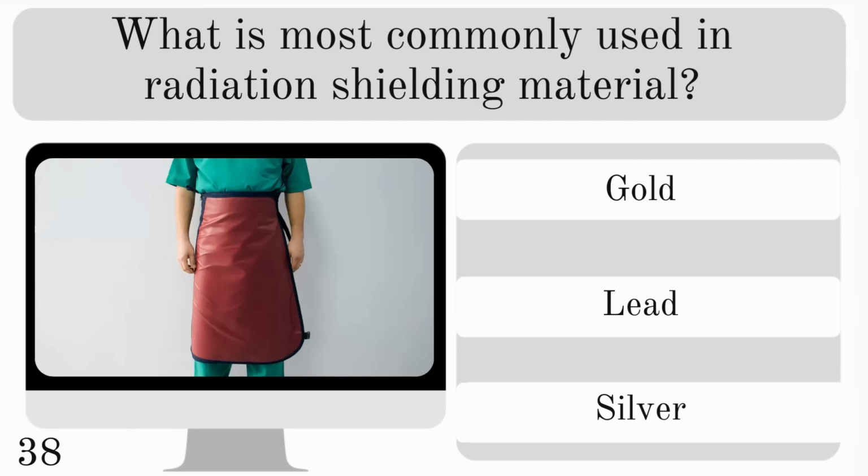What is most commonly used in radiation shielding material? Is it gold, lead or silver? And the answer is lead.